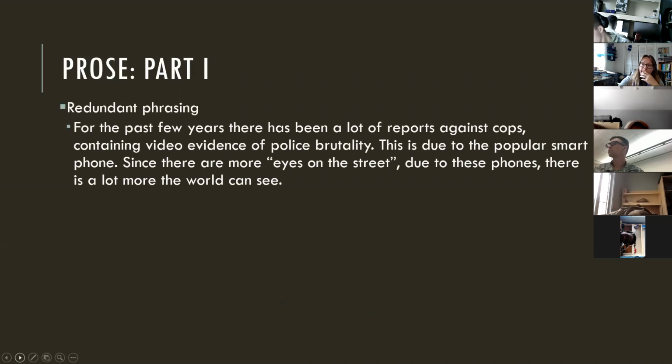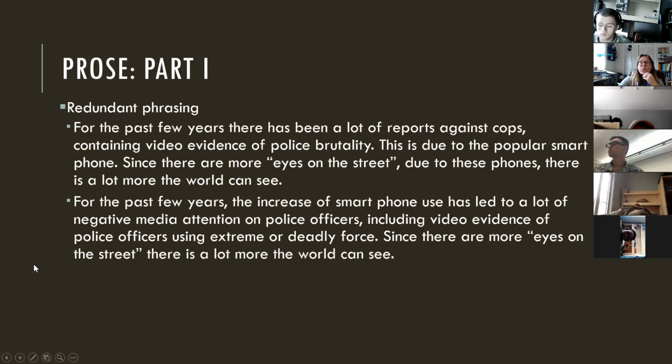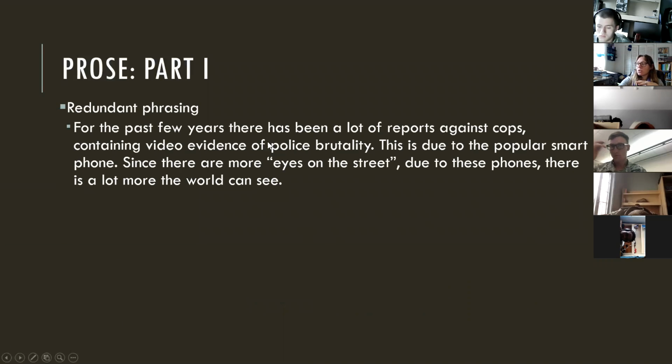So I saw a lot of redundant phrasing. If you look at this sentence right here, this was their sentence. They said, for the past few years, there has been a lot of reports against cops containing video evidence of police brutality. This is due to the popular smartphone. Since there are more eyes on the street due to these phones, there is a lot more the world can see. So it's just like a lot of words.